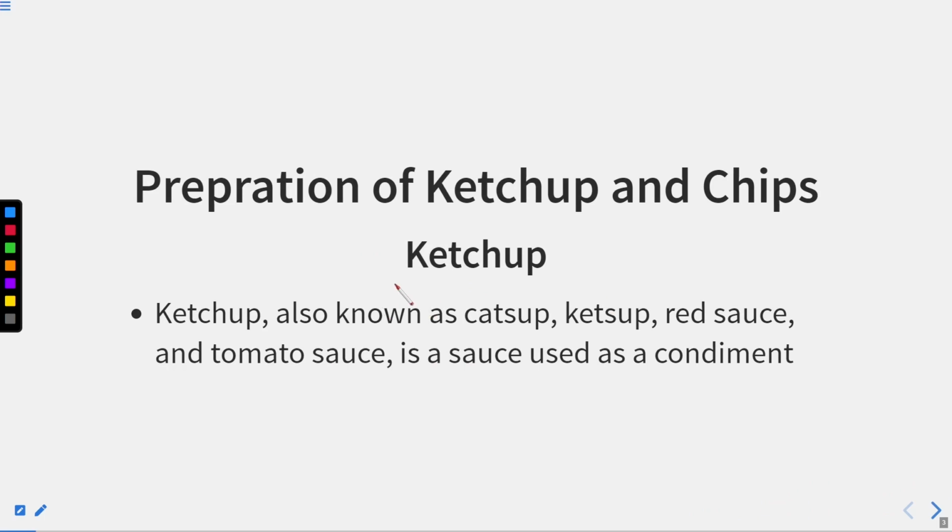So first of all, the ketchup. Ketchup is also known as red sauce and tomato sauce. It is a sauce used as a condiment. So we can call this ketchup simply as ketchup, red sauce, and sometimes simply the tomato sauce because the tomato has been used.